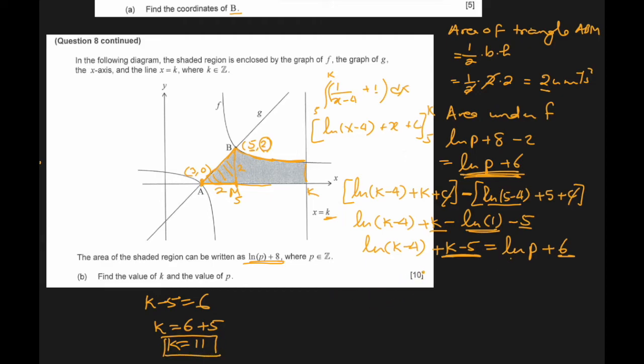And now we have to find p. So ln of k, 11 minus 4, is equal to ln p. So the natural log part is compared with the natural log. So ln 7 equals ln p, and we can remove ln from both sides. p is 7. Found k and p both.